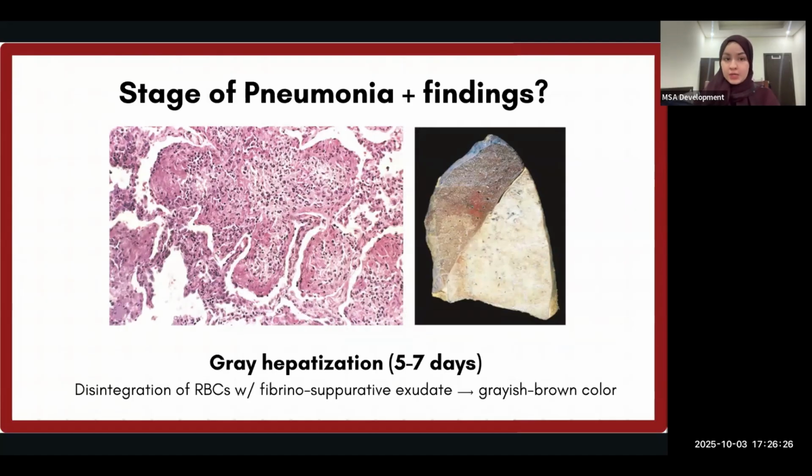This is gray hepatization, or days 5 to 7 of pneumonia. And what are the findings that you can see? This is when the cells start dying off, basically, which is why it's gray. So you have disintegration of red blood cells and fibrinosuppurative exudate, which gives it that color.